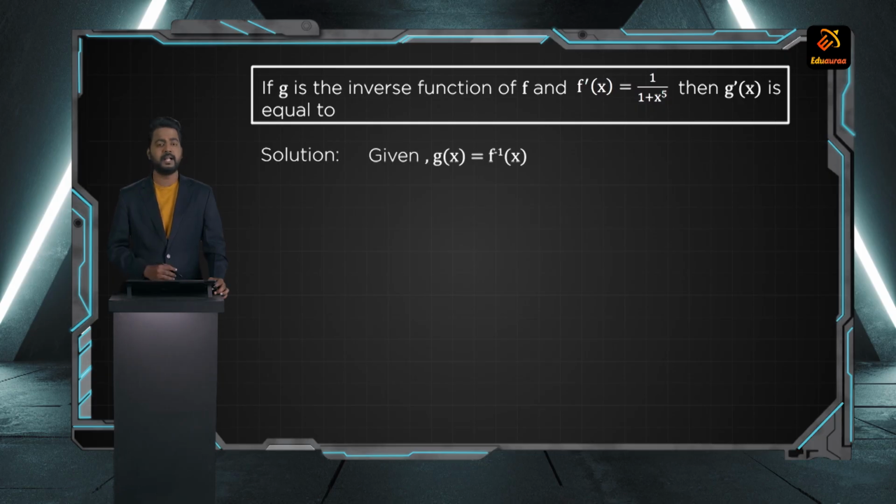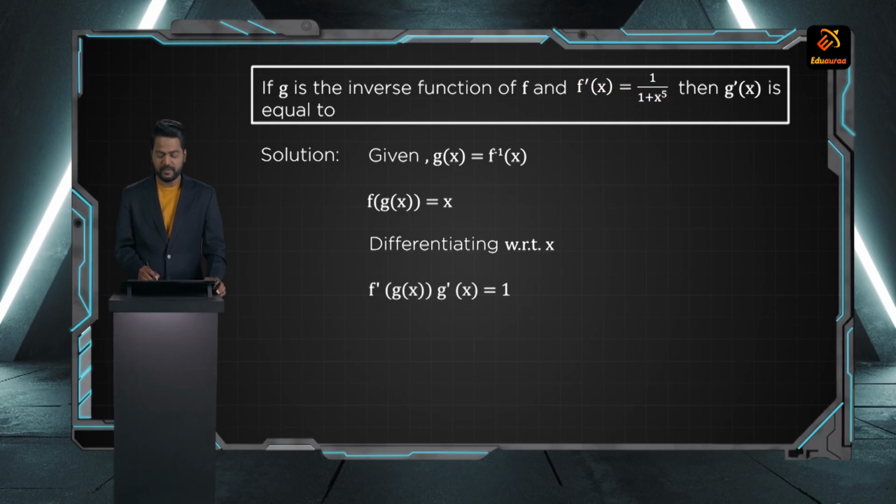Now according to the given condition, g is the inverse function of f. It means g of x is equal to f inverse of x. If I take f on the left hand side, it will be f of g of x is equal to x. Now what I am going to do is differentiate this. If I differentiate this with respect to x, it will be f dash of g of x, the whole into g dash of x, is equal to the derivative of x, which is 1. So what will be the value of g dash of x? It will be 1 upon f dash of g of x.